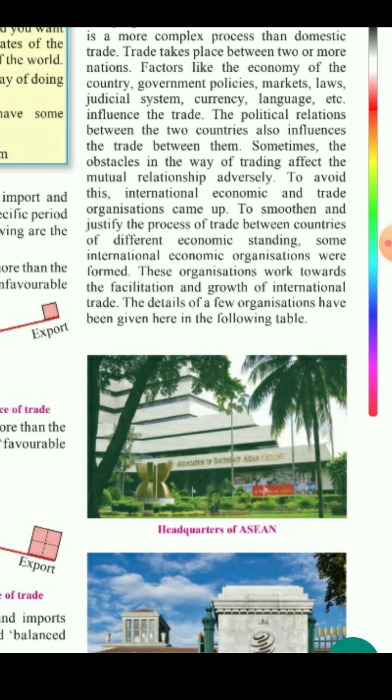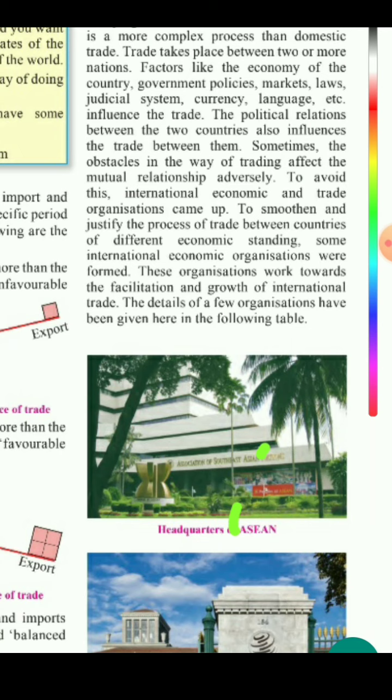Now political relation between the two countries also influences the trade between them. We know that there is a very good political relation between India and America. So the trade between these two countries will also be very smooth. Whereas trade between India and China, where the political relation is not that good, will also be badly affected in such case. But China and Pakistan are having very good political relation, so they will be having very smooth trade between them. Sometimes the obstacle in the way of trade affects the mutual relationship adversely.